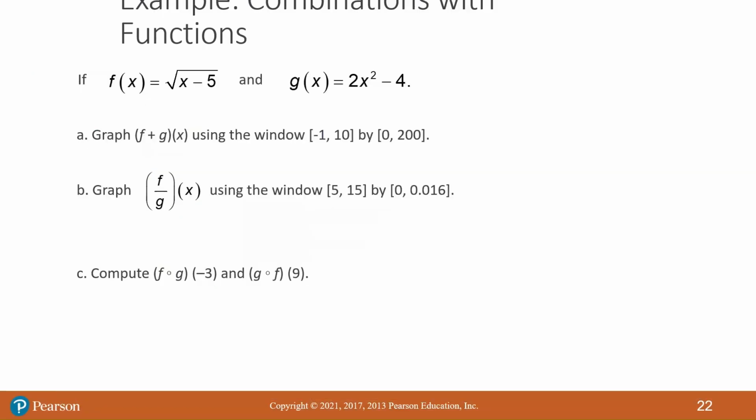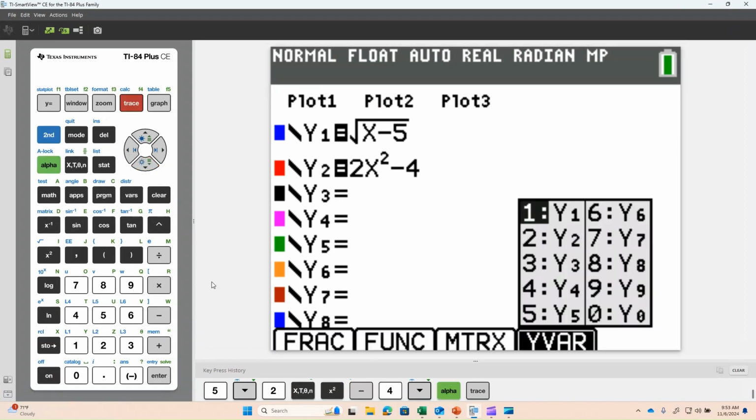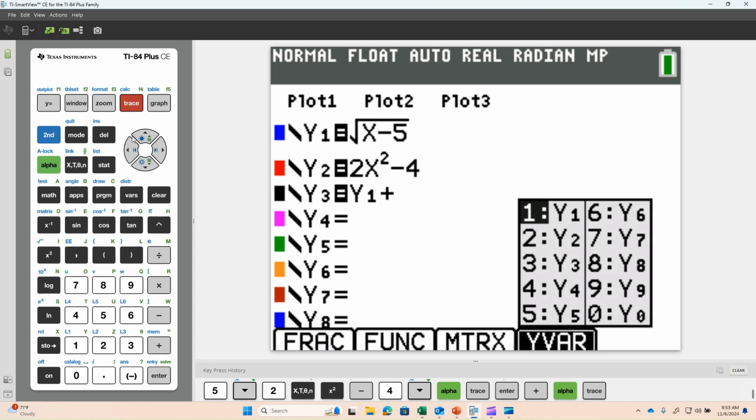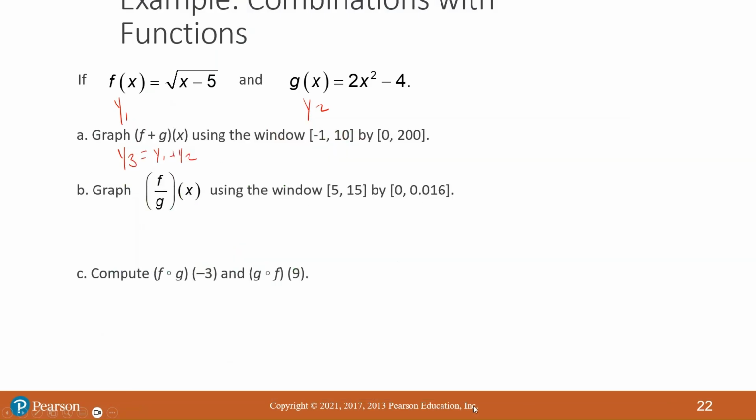Now, keep in mind that my f of x I'll let be y1, my g of x I'll let be y2. And we want to graph f plus g of x. Okay, so what I'm going to do is I'm going to let y3 be y1 plus y2. That will essentially be f plus g of x. So if I come over here to my calculator, go down to y3, I'm going to hit alpha f4, y1 plus alpha f4 or trace y2, and I've added my f of x function plus my g of x function now.